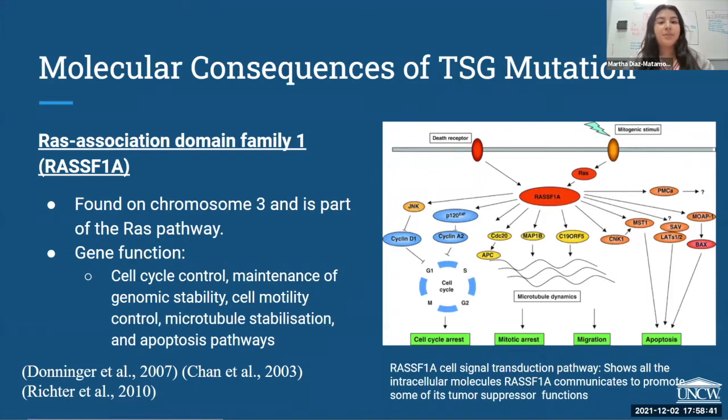RAS association domain family 1, better known as RASSF1A, is a tumor suppressor gene found on the 3rd chromosome. As a part of the RAS pathway, it performs signal transduction in a cell. The figure on the right visualizes the RASSF1A signal transduction pathway, which aids in cell cycle control, maintenance of genomic stability, cell motility control, microtubule stabilization, and apoptosis functions.